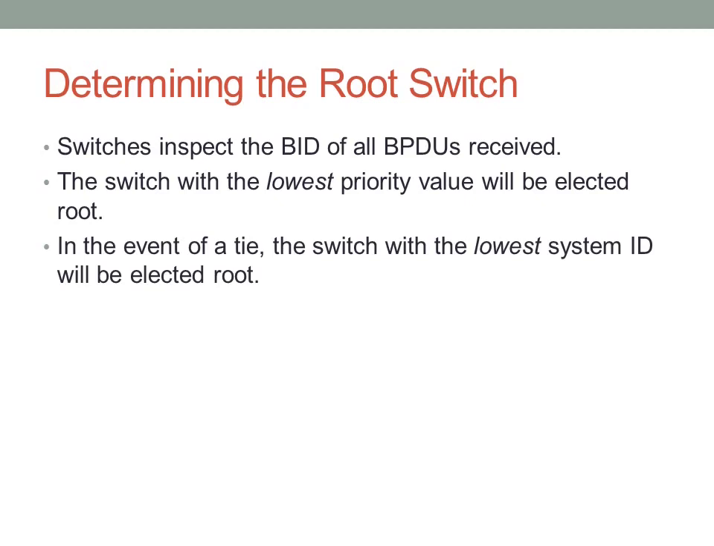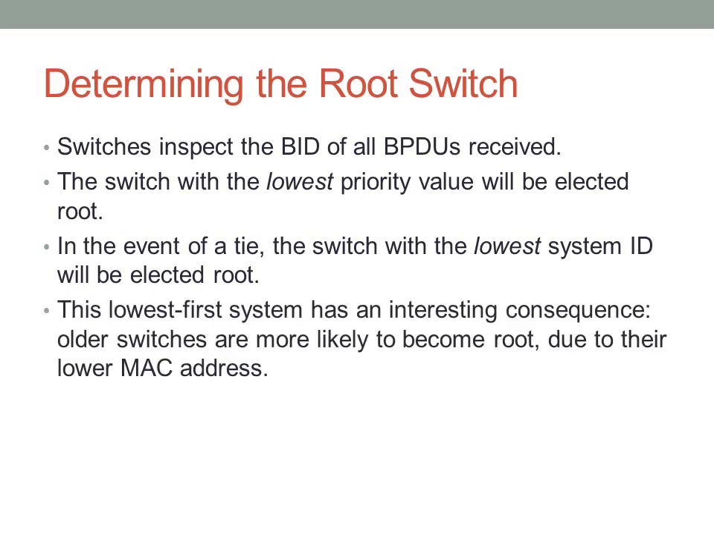In this case, the switch with the lowest system ID, or the lowest MAC address in most cases, will be elected as the root. Again, in both of these cases, lower is better. This lowest first system, unfortunately, has an interesting consequence, since most vendors allocate MAC addresses sequentially. For example, one of the organizationally unique identifiers for Cisco is 00000C. And this is obviously one of the very lowest MAC addresses that's even possible.